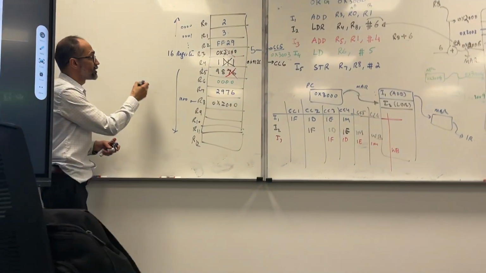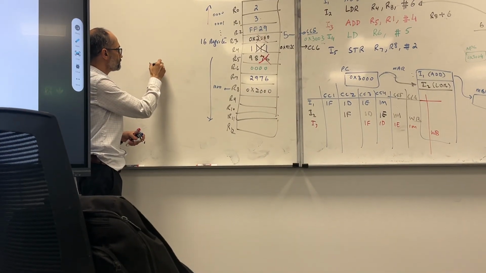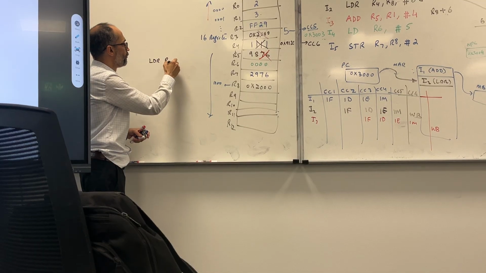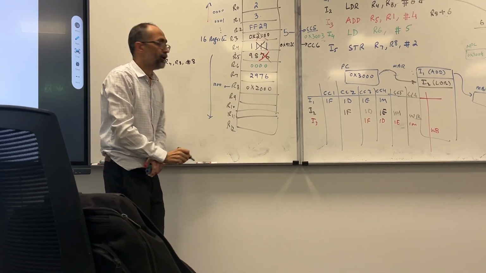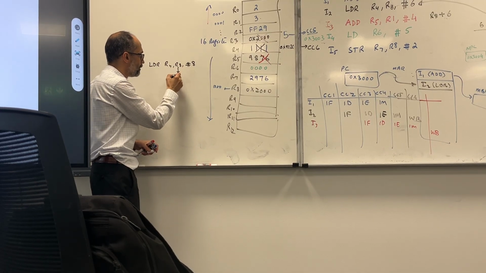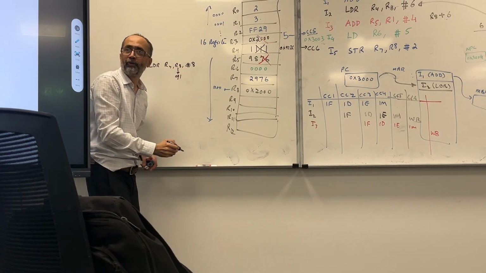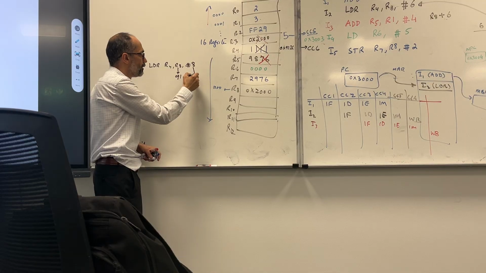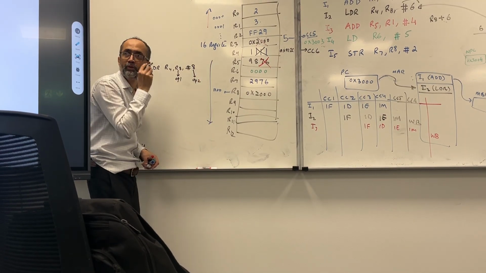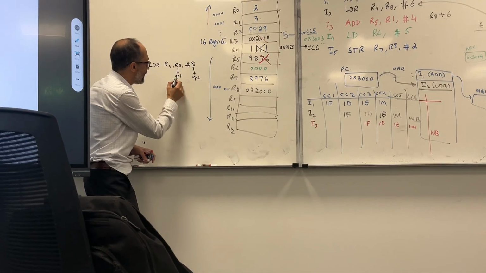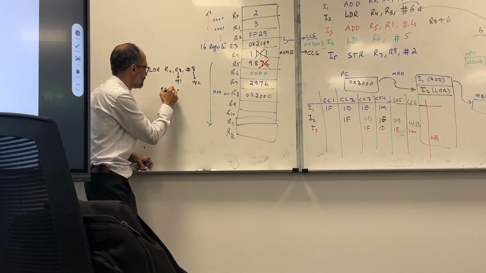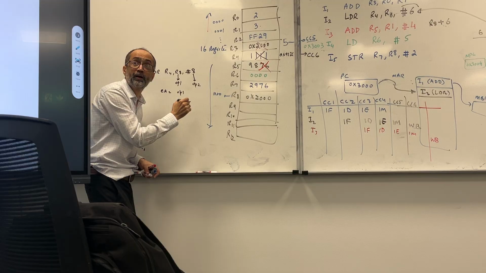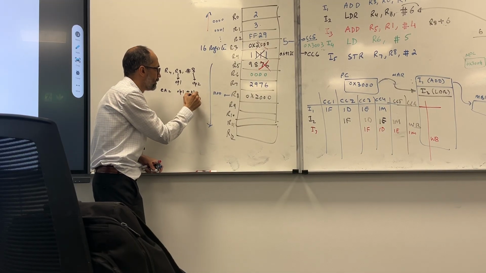So what is the first instruction? LDR R4, R8, 8. This will go to what? Operand 1. This will go to what? Operand 2. Got it? When we add operand 1 and operand 2, what will be the effective address? Operand 1 plus what? Any question?